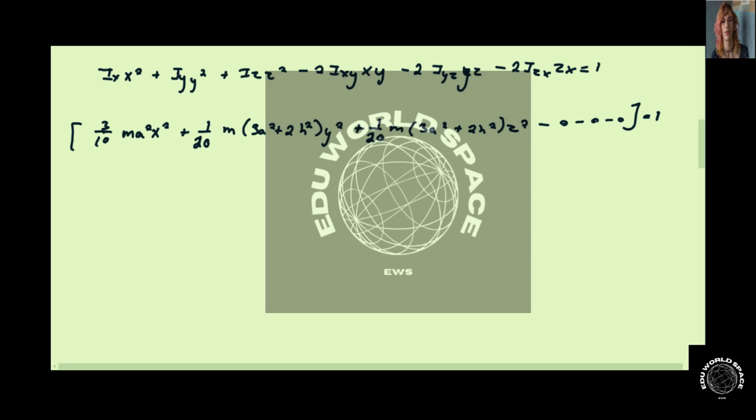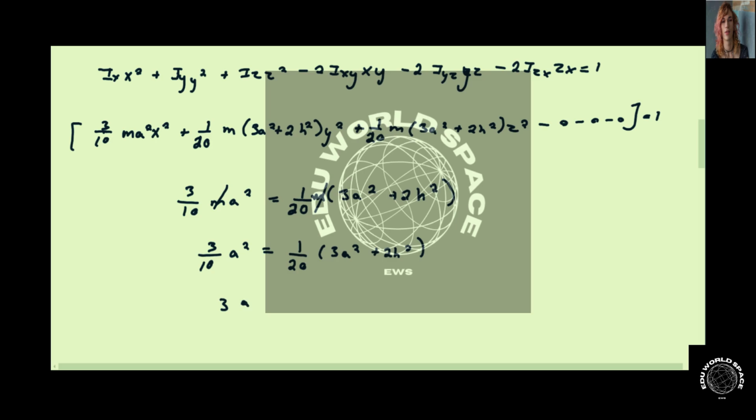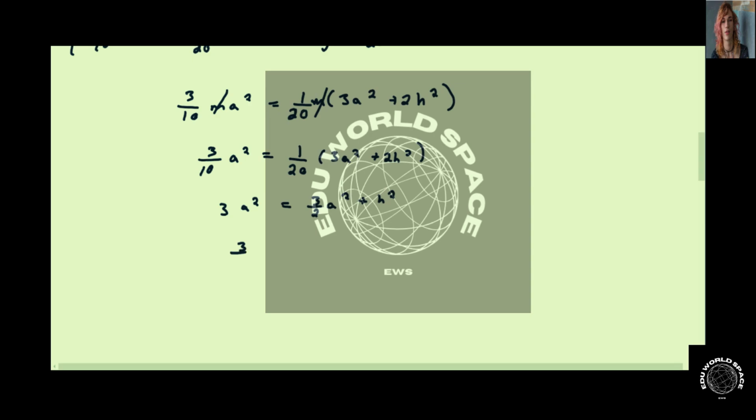Okay, and so we want the ellipsoid to be a sphere. So we're going to have 3/10 M A squared equals 1/20 M (3A squared plus 2H squared). Cancel the M's out. Now we have 3/10 A squared equals 1/20 (3A squared plus 2H squared). Multiplying by 20, 6A squared equals 3A squared plus 2H squared. And so now we have 3A squared equals 2H squared, and we have A over H equals the square root of 2/3. And that's the answer, guys. Thank you.